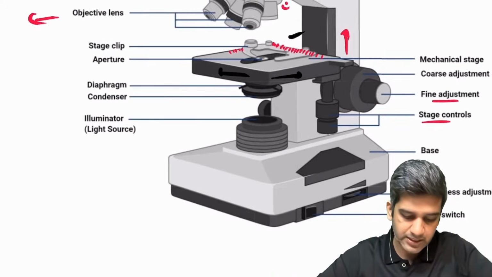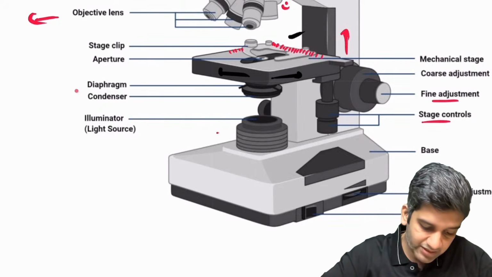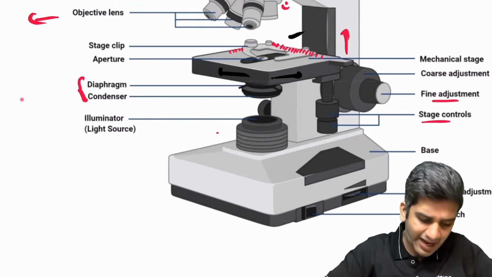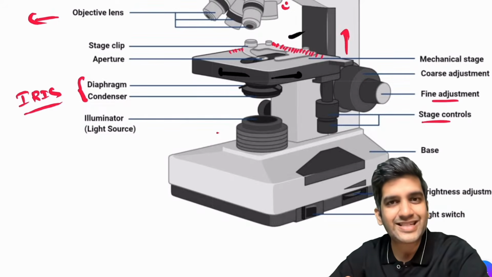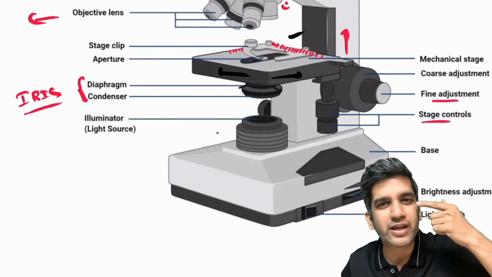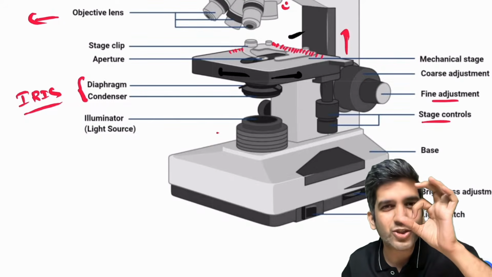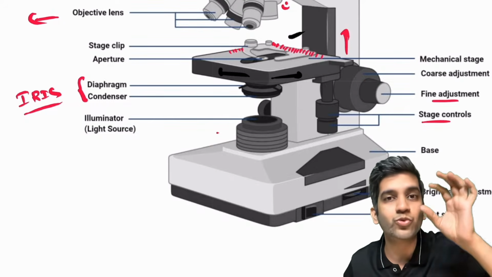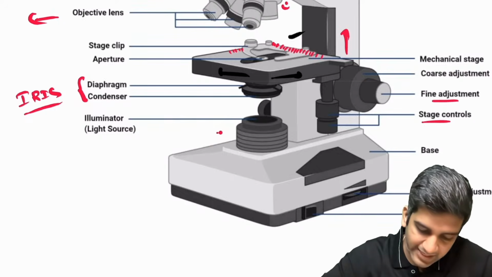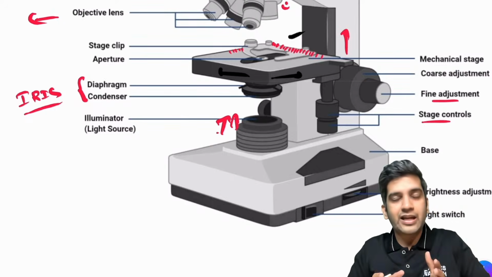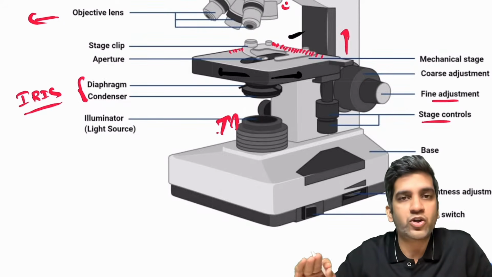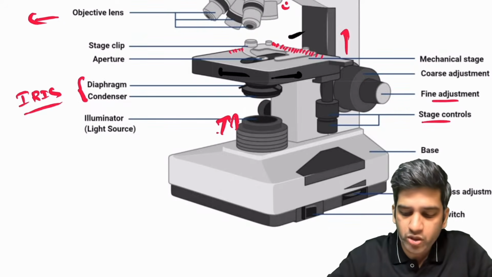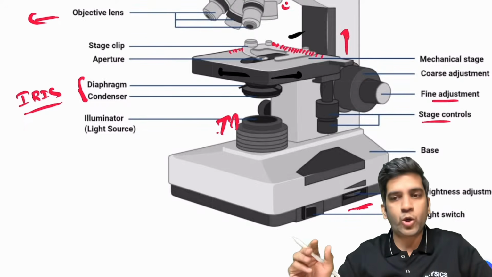Then last but not least, we have the diaphragm. You can call it an iris diaphragm or a diaphragm. I want you to remember iris diaphragm because it does the same job as my iris. It will squeeze and move so that it can focus the light. The light comes from here. You can focus the light and push it exactly onto the specimen or the slide you kept, right? And you have the on-off switch here, and the brightness adjustment might also be there, right?